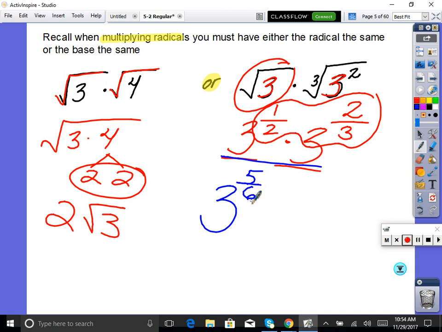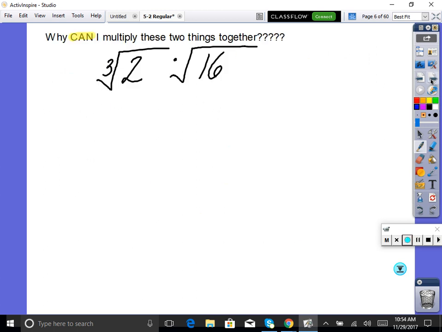Now here is the general rule of thumb. If it starts as a radical, your final answer would need to be written as a radical. So we'd say the 6th root of 3 to the 5th. Done. Are we good? This is all stuff we learned last time.